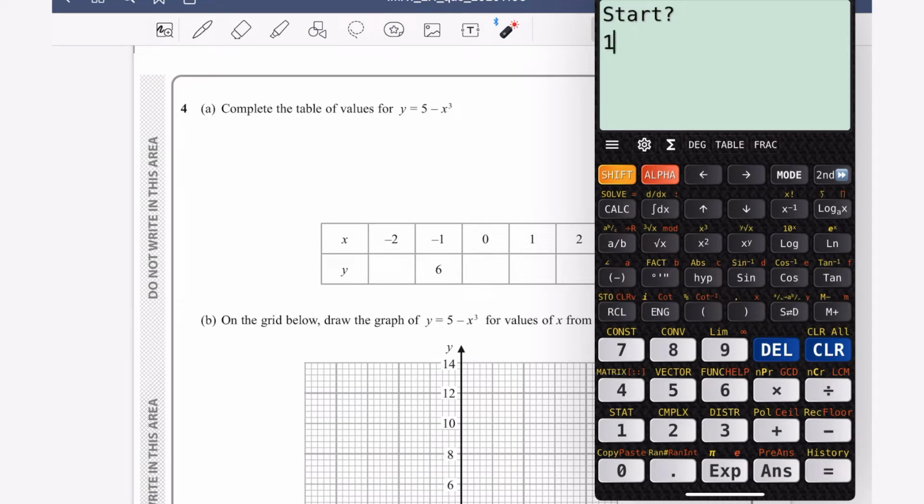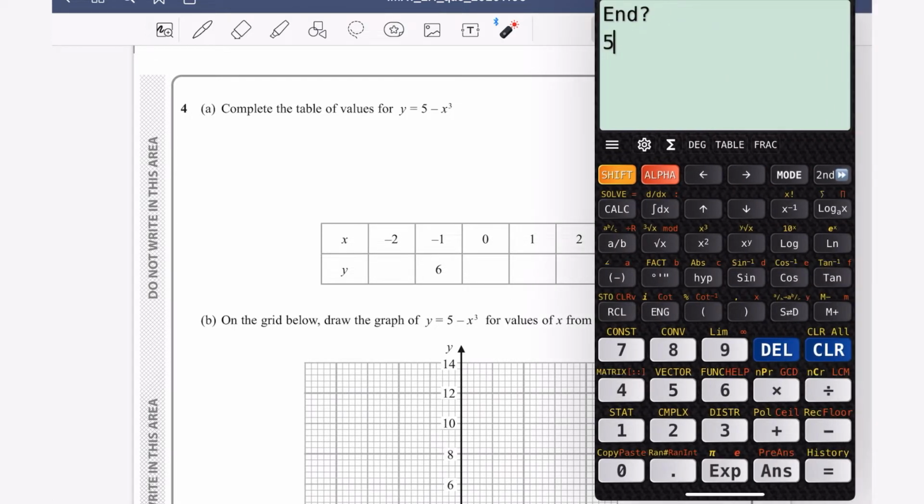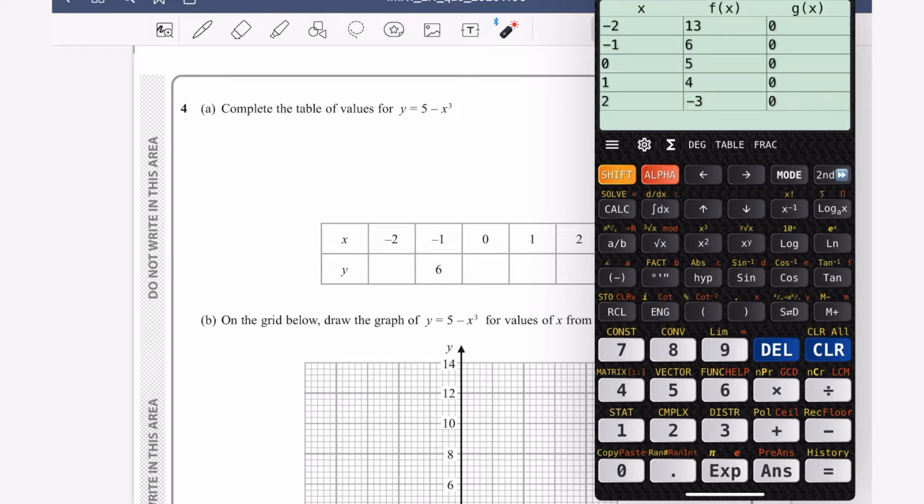It then asks where it wants you to start. So we want to start ours at -2, and we want it to finish at 2. So I press 2, and we want the step to be 1. It then gives you this table that you've got here, and for the table you can see that the outputs are 13, 6, 5, 4, and -3.